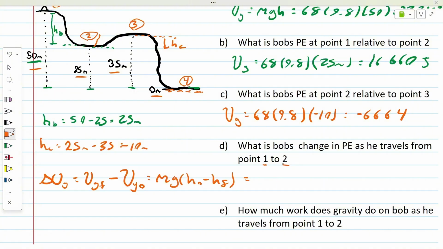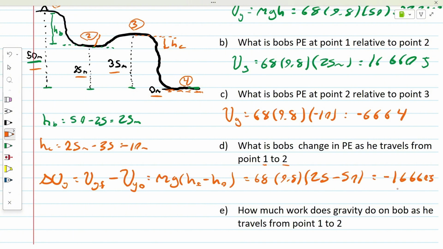So if we go ahead and plug this in, we would have the 68 times 9.8. And the height initial, or actually, sorry, it should be height final minus height initial, because it's potential energy final. Okay. So we have the final height minus the initial height. The final height here is going to be 25, because that's the final height he gets to, and he starts at a higher point of 50. And so if we plug this in, we would get a negative 16660 joules. So that's the change in potential energy.